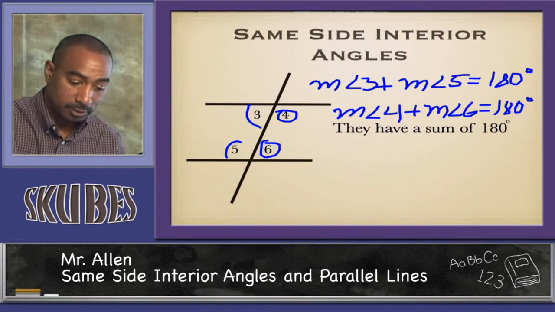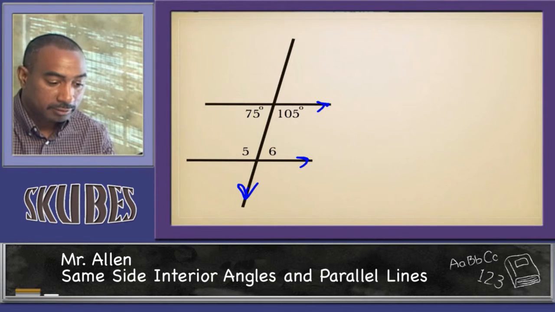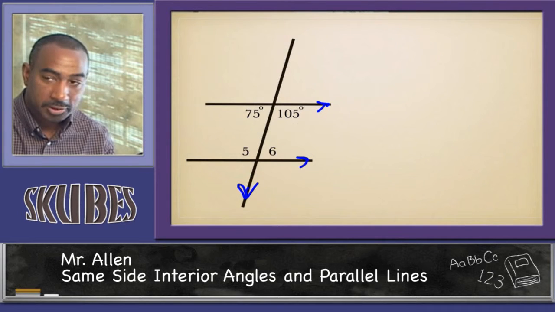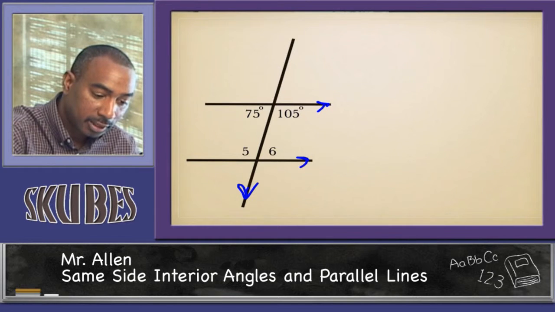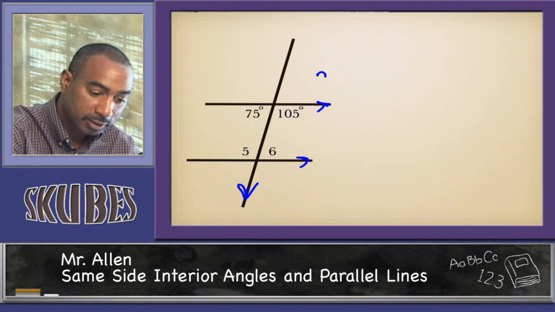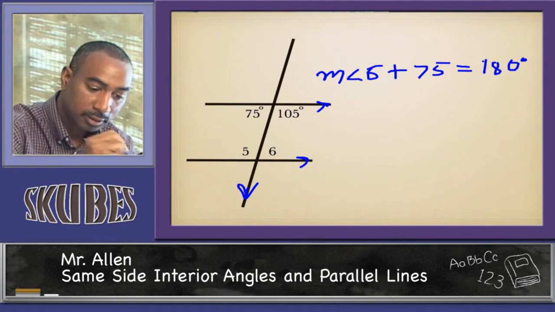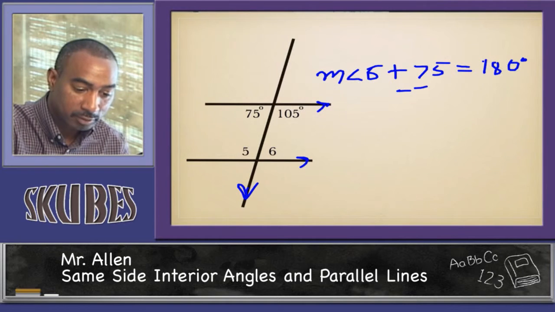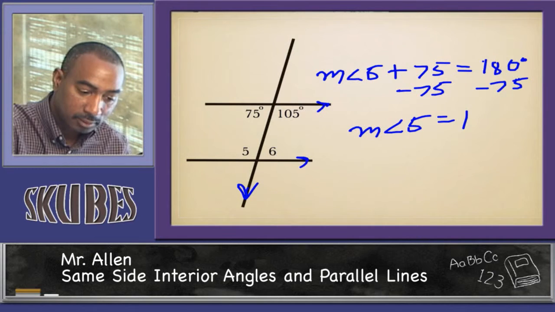Let's apply this to some problems. All right, let's say we have two parallel lines and a transversal. I have two pairs of same side interior angles. So I have angle 5 in this angle. So I know that the measurement of angle 5 plus 75 degrees must equal 180. If I want to know that measure, I have to subtract 75 from both sides. So the measurement of angle 5 must be 105.